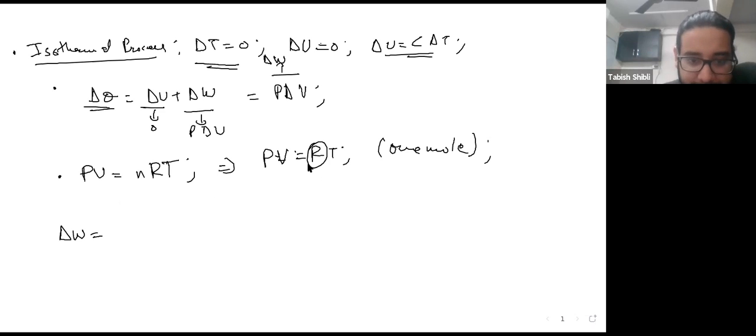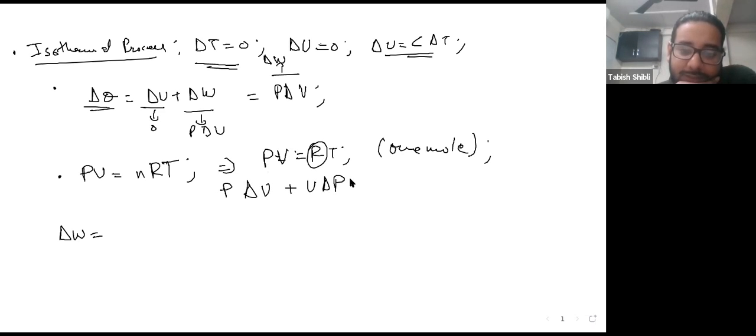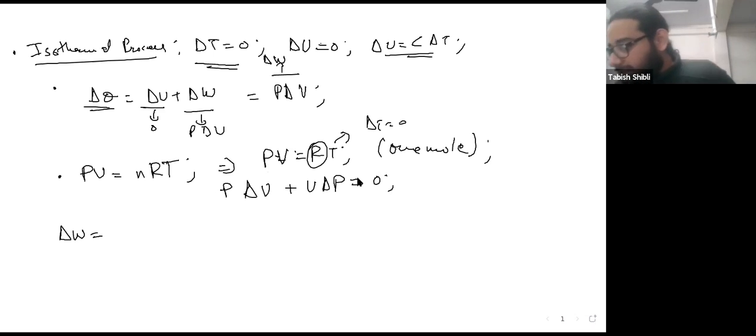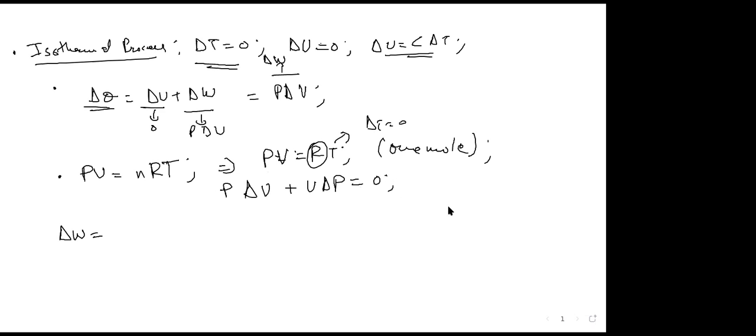Well, if my T is a constant, then if I do a change of variable here, we have P delta V plus V delta P is equal to 0, because delta T is 0, right? So what is my work done in this case? Any ideas? How do we proceed?